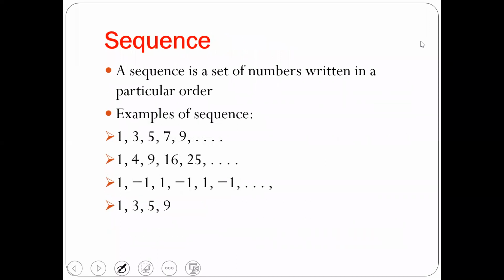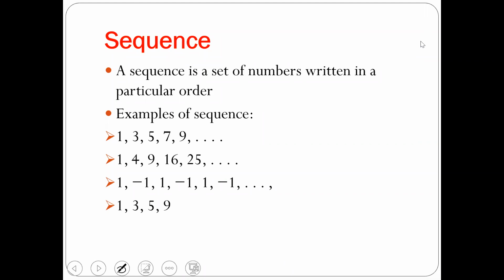Sequence. The first term is sequence. What is a sequence? A sequence is a set of numbers written in a particular order. It is also a group of numbers arranged in a fixed order or pattern, known as a sequence.